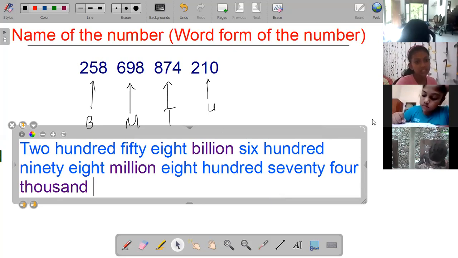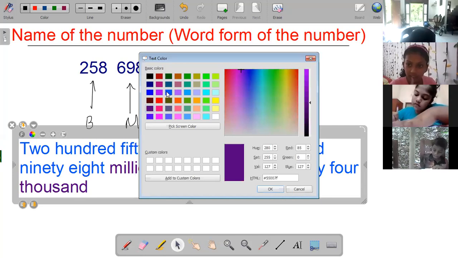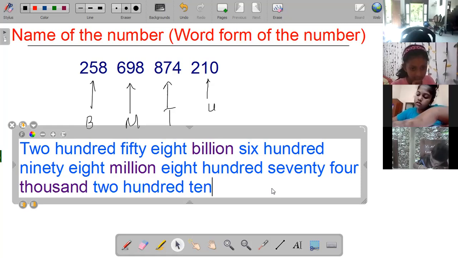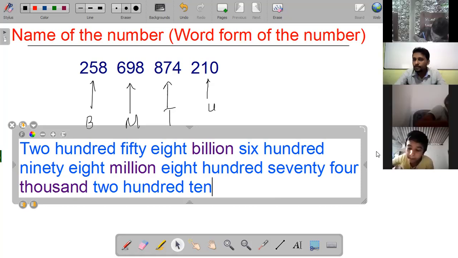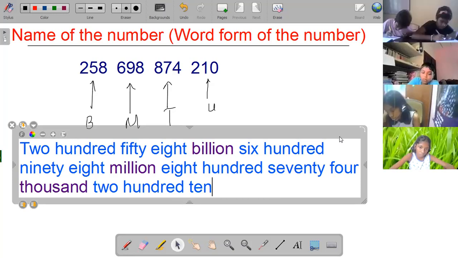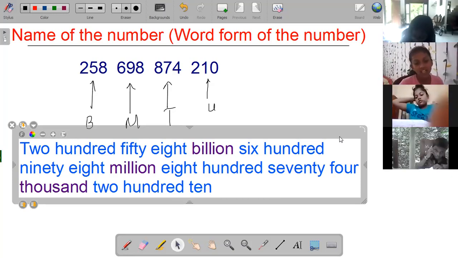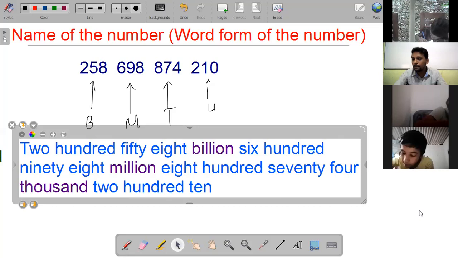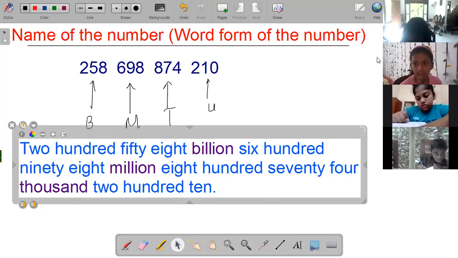Now I am going to the last period, okay? Last period value, can you read? 210. 210. What is the period name? Unit. But you remember well, for the unit period, don't write the period name. Okay? You don't write the period name of the unit period. So that's the answer. That's the word form of this number.